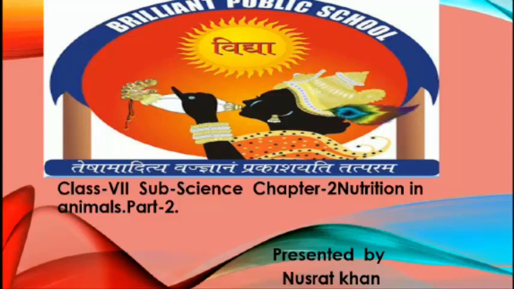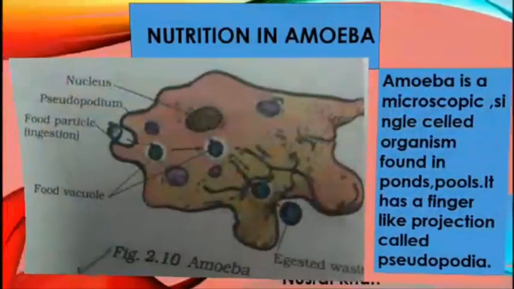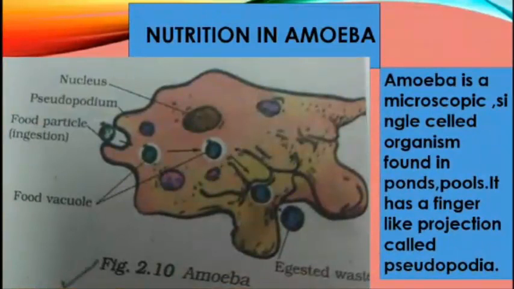Today we will start a new topic of chapter 2, nutrition in animals. First of all, we will learn about nutrition in amoeba. As we know, children, amoeba is a microscopic single-celled organism found in pond water.